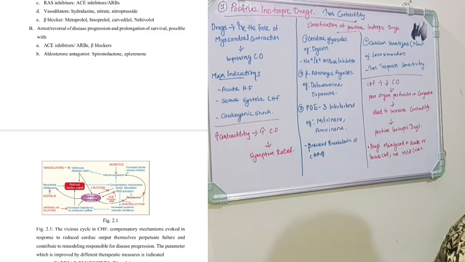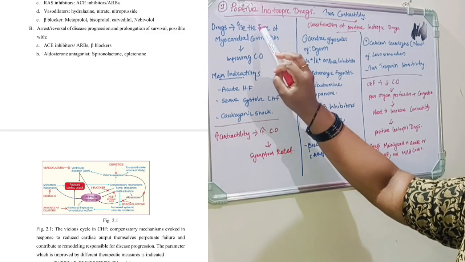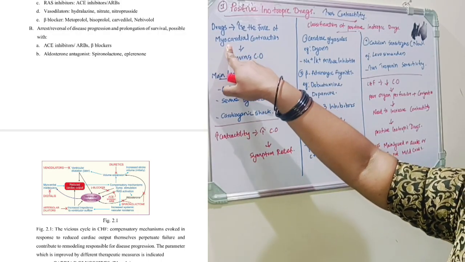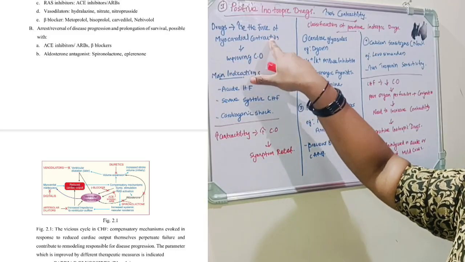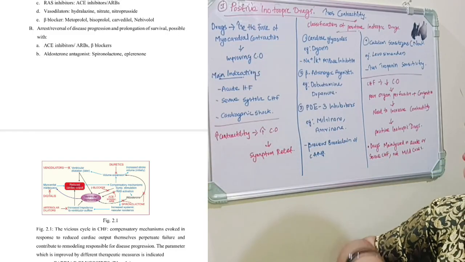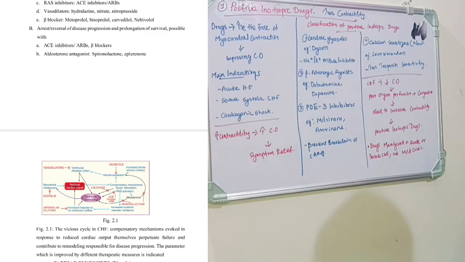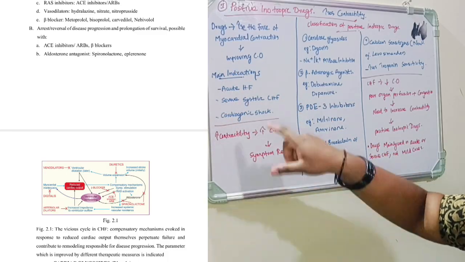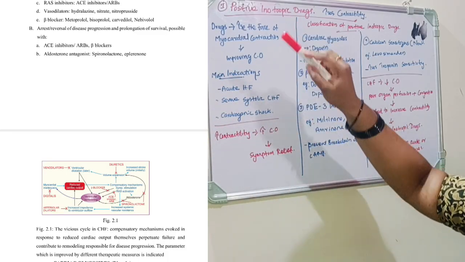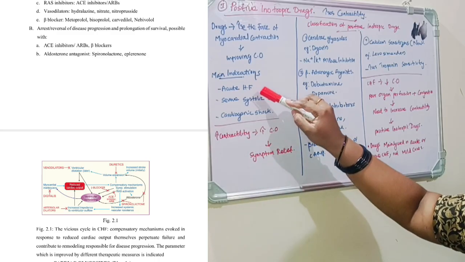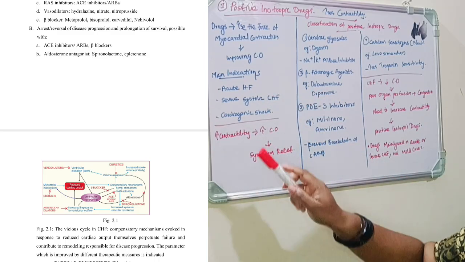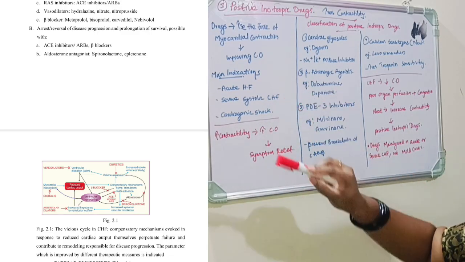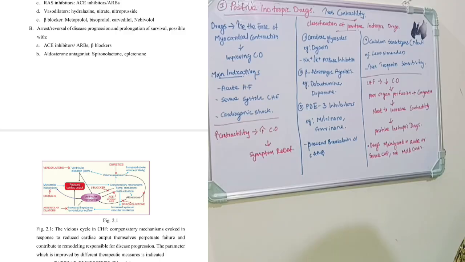So what are positive inotropic drugs? They are drugs which increase the force of myocardial contraction, the force of cardiac contraction, thereby improving the cardiac output. What are the main indications of positive inotropic drugs? The first one is acute heart failure, then severe systolic CHF, then cardiogenic shock.